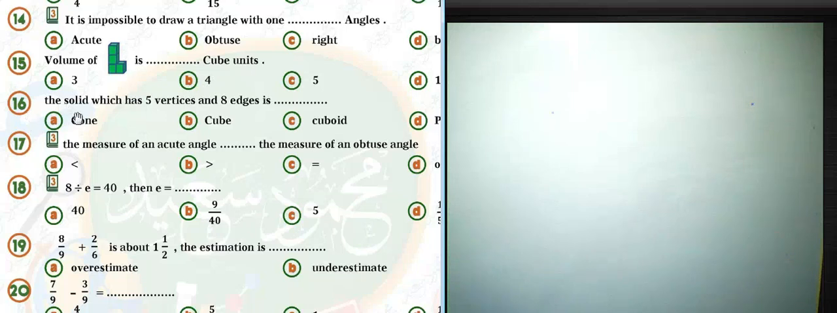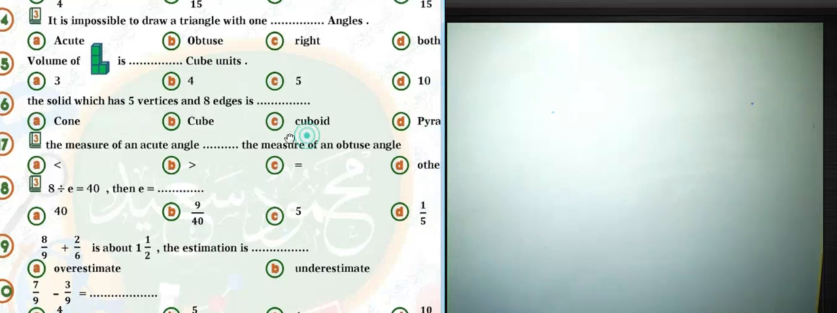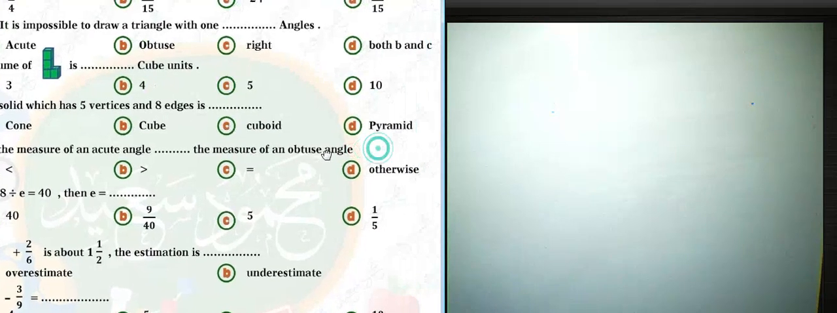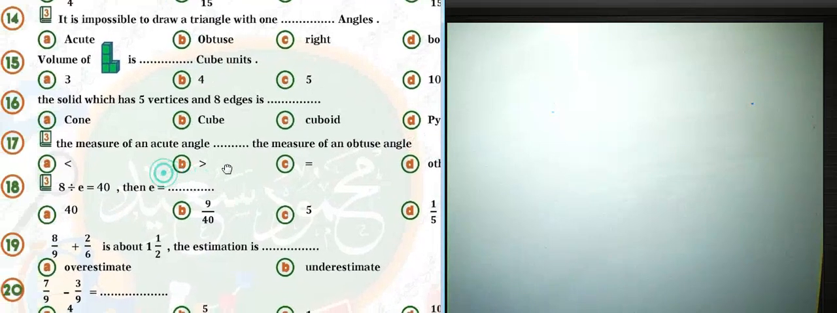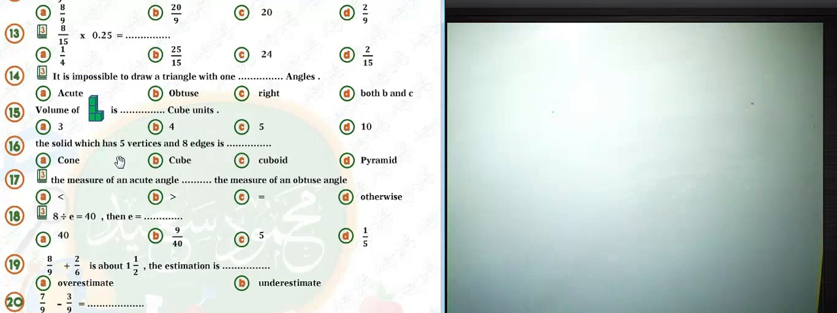Question 16. The solid which has 5 vertices and 8 edges is called a pyramid. Okay, pyramid. The solid which has 5 vertices and 8 edges, we call it a pyramid.